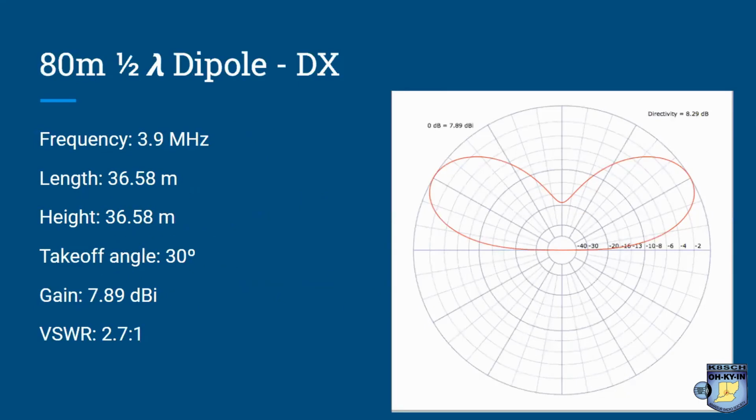So here I modeled your typical 80 meter DX dipole. It's a half wavelength, at a frequency of 3.9 megahertz, in the middle of the general phone band. Your length and your height are the same because it's a half wavelength, and we want it to be a half wavelength above the ground. The takeoff angle, when I put it through NEC, came out to be about 30 degrees, gives you a 7.89 dBi gain. Your standing wave is 2.7, so you'd probably think about either trimming it or putting in a match for it. But again, that is a 30-degree takeoff angle.